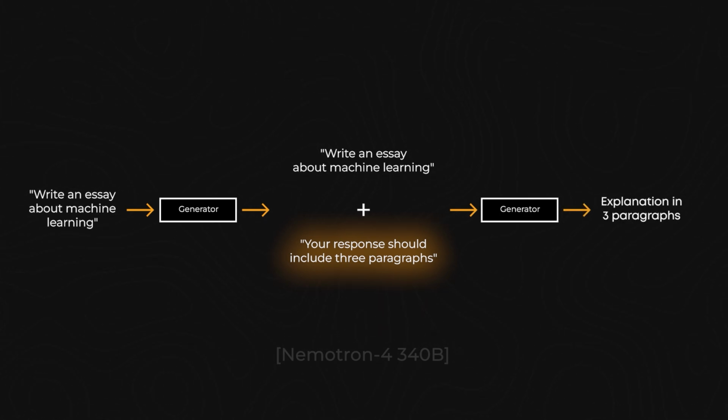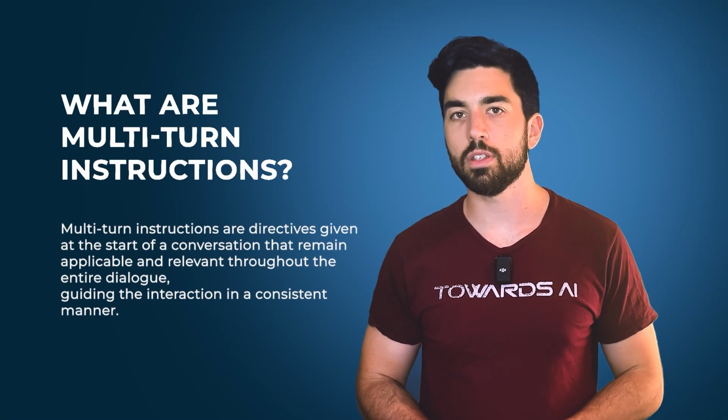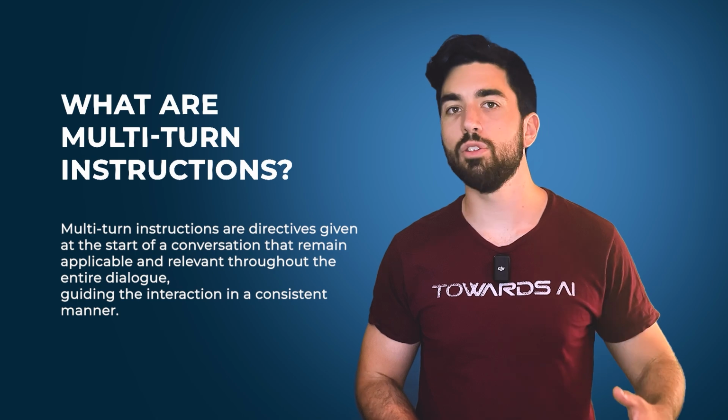This pairing helps the model deliver responses that meet specific user requirements automatically. You just basically describe your dataset that you already have. Here, an interesting variation is multiturn instructions, where the instruction applies to all future conversations.